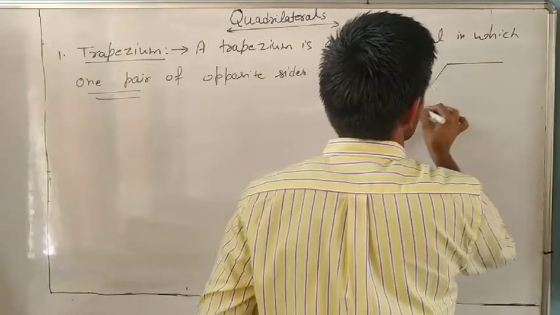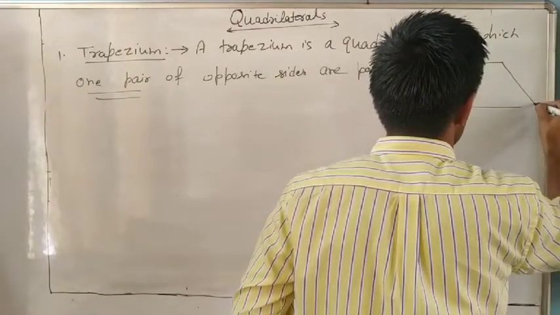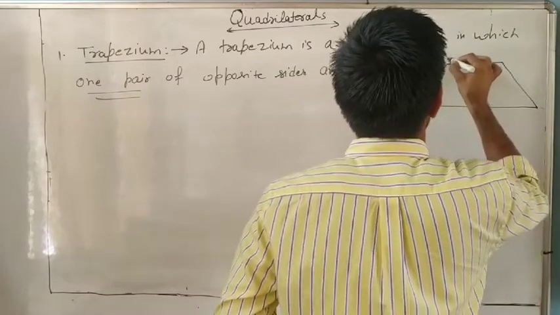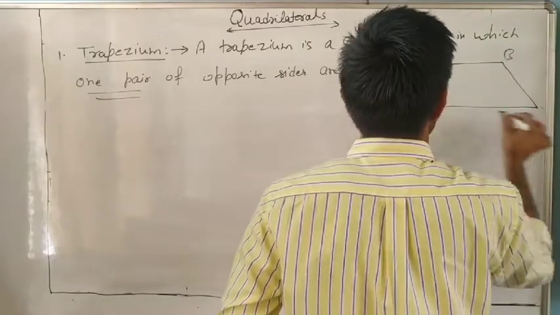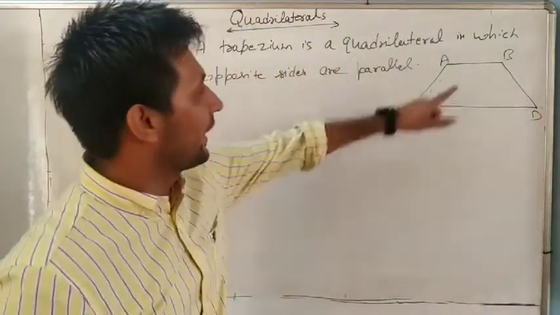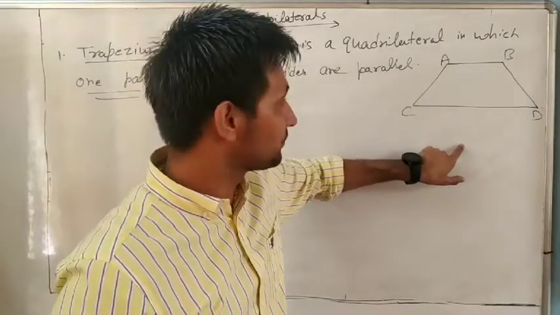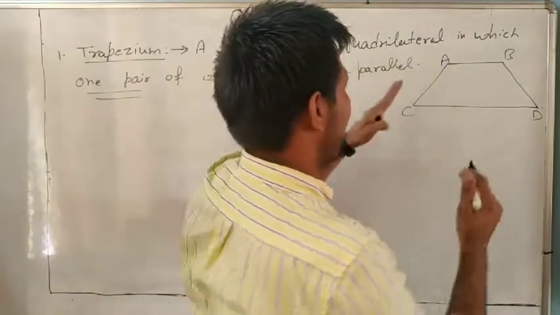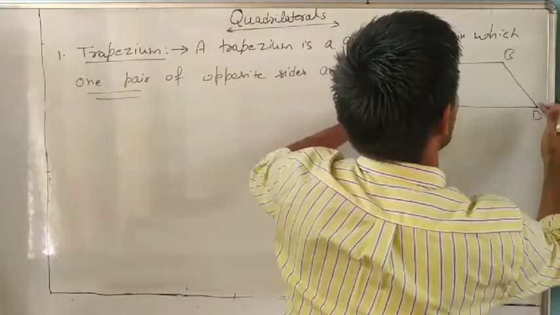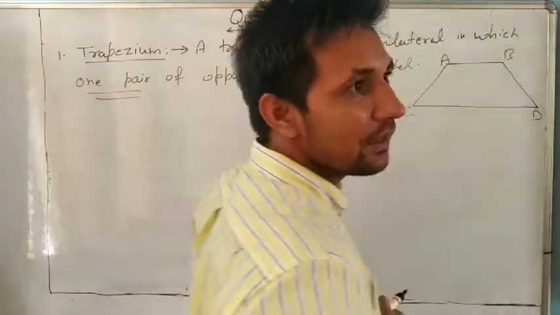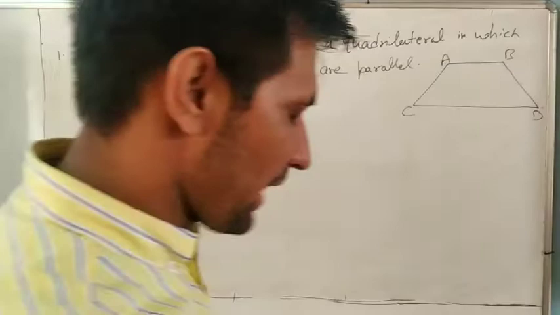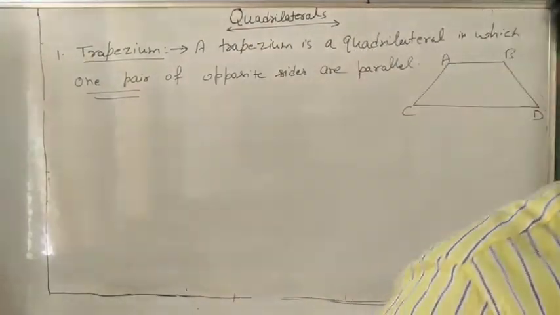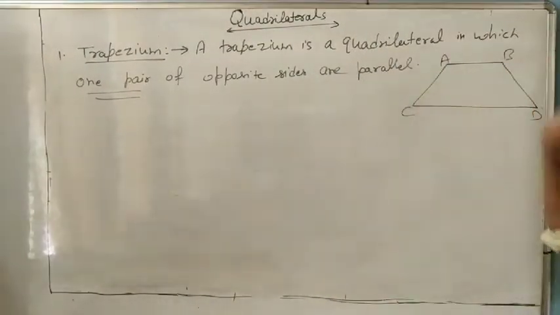Suppose A, B, C and D. You can check AB is parallel to CD. AB is parallel to CD, but AC and BD are not parallel, because if we extend these, they will meet each other. What is the meaning of parallel? If two lines never intersect each other, they are parallel lines. So it is a trapezium.